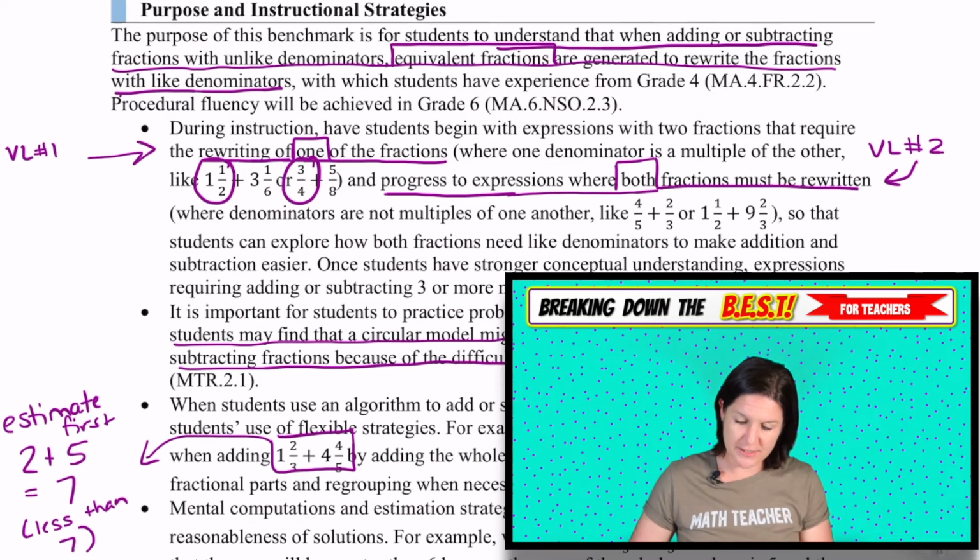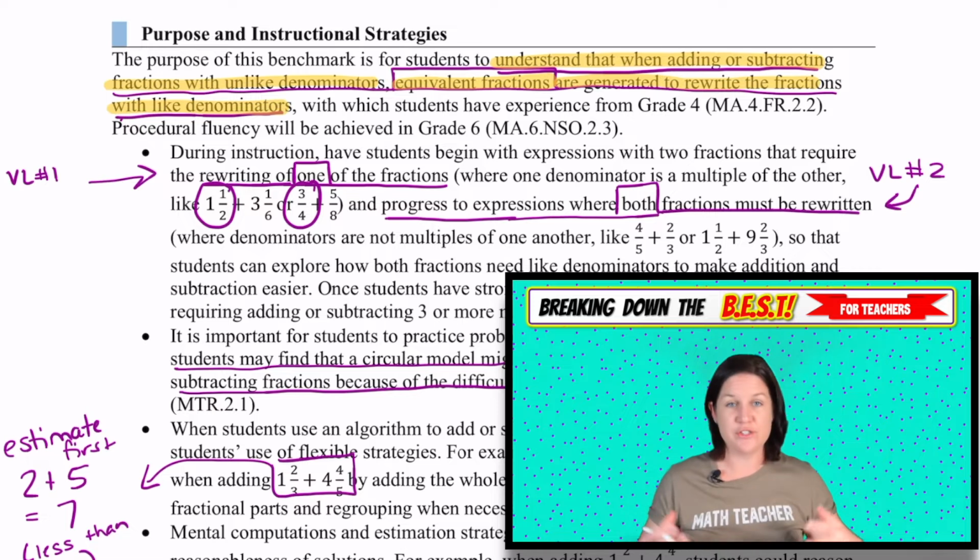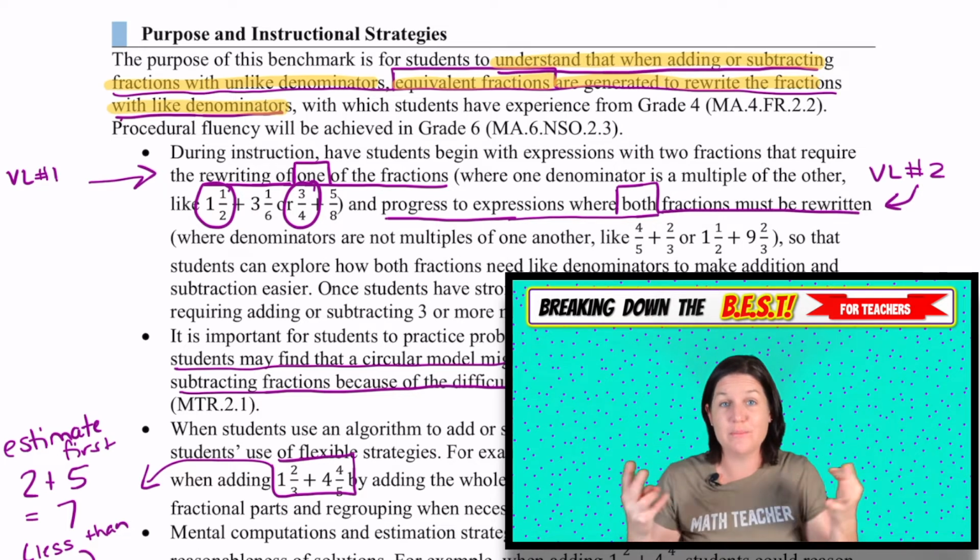Let's go to the purpose and instructional strategies section. It says the purpose of this benchmark is for students to understand that when adding or subtracting fractions with unlike denominators, equivalent fractions are generated to rewrite the fractions with like denominators. That's just saying when we have unlike denominators like 2 and 3, we need to generate equivalent fractions that have a common denominator, which in this case, 2 and 3 would be 6.